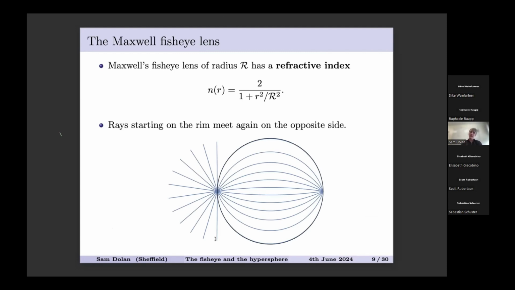If we have a refractive index that varies with radius in exactly this manner, then rays that emanate from a point on the rim of the lens will be focused back at the opposite point on the rim of the lens, as shown here. So we could look at this point on the left, and we can see that those rays that stay inside the lens are focused at the point on the right. So this was a nice toy problem of its age. And we can extend it a little further.